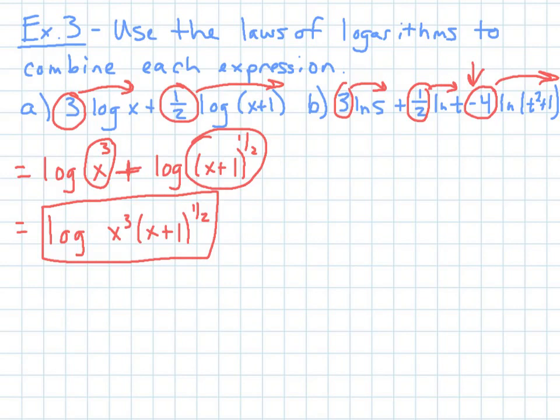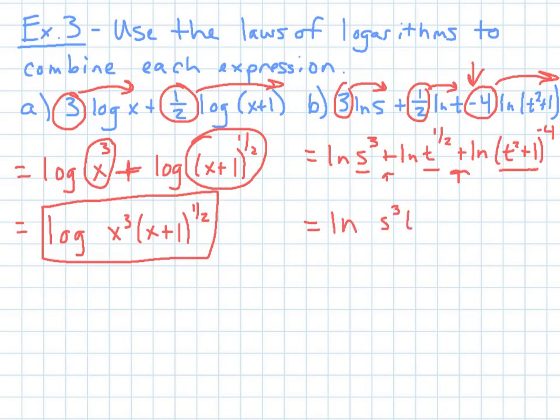So let's tack it on with the 4 to move it up. Then that gives me ln of s cubed plus ln of t to the 1/2 plus ln of t squared plus 1 to the -4th power. Okay, so now I have all plus signs in between my ln's. So now all I need to use is the product property to put them all together. I'm going to multiply s cubed, t to the 1/2, and t squared plus 1 to the -4th power. So I get one single ln of s cubed t to the 1/2 times t squared plus 1 to the -4th power.